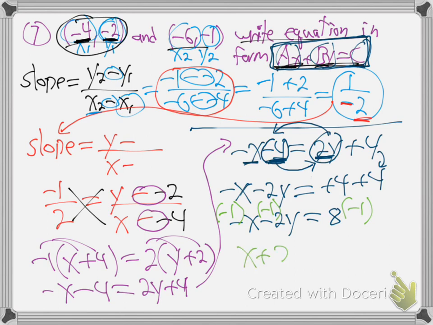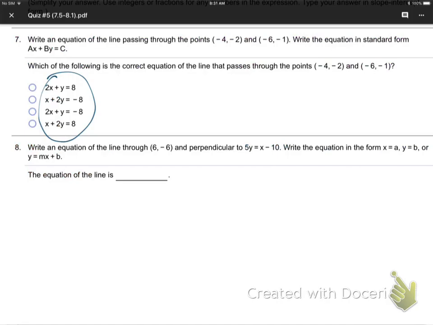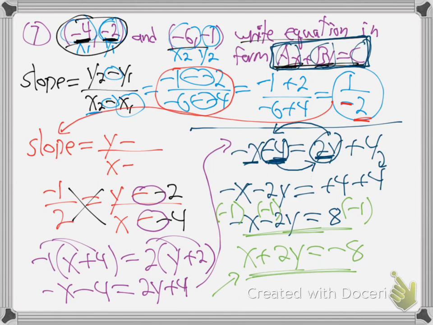That makes it positive x plus 2y minus 8. That's the same equation as the other one. They're both right answers, but they happen to give it this look. x plus 2y is negative 8. x plus 2y, there's the answer. Right there. Does that make sense?